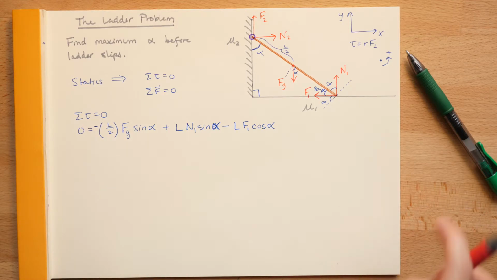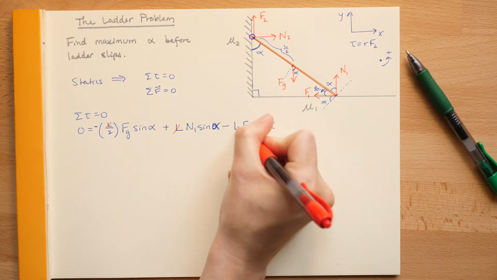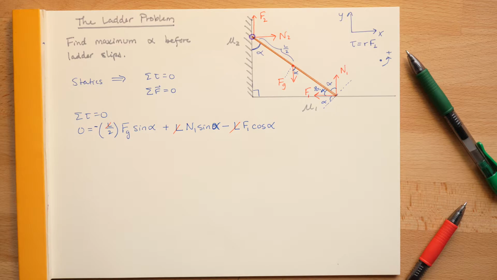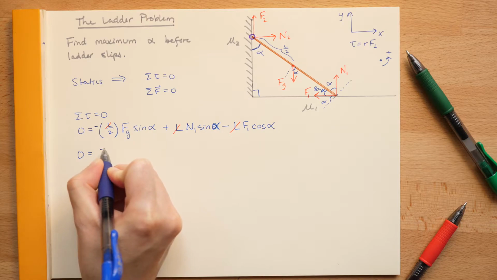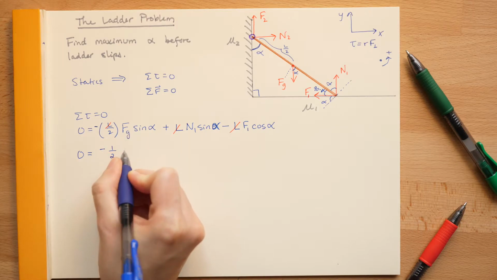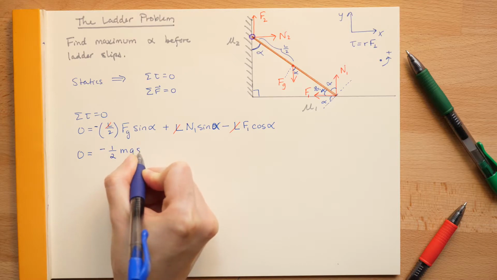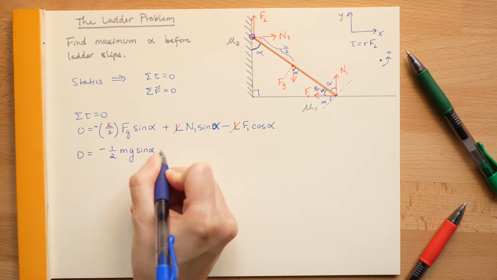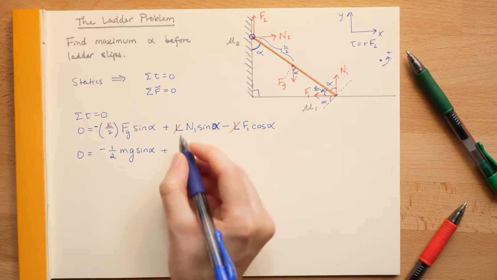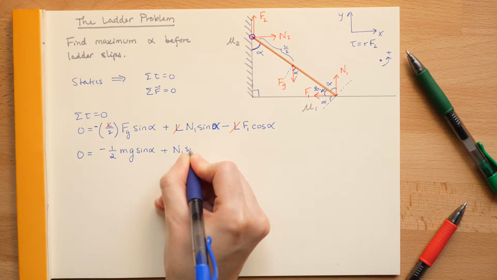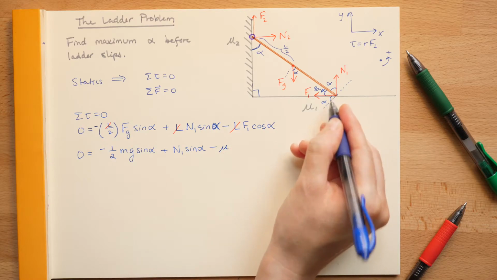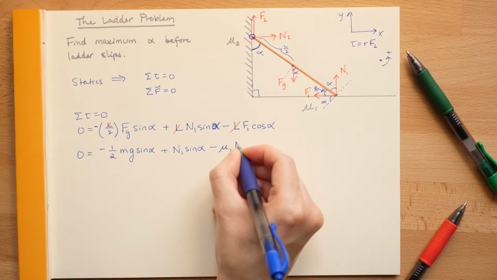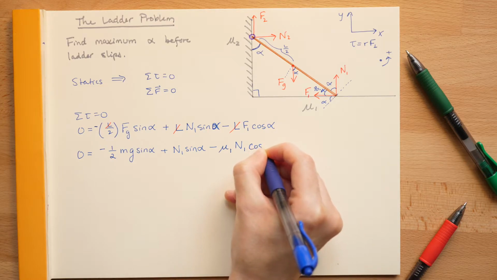Okay, so first of all, we can see that the L's will cancel, so let's just get rid of those for now. And then let's see if we can substitute anything for these forces. So we have minus 1/2 the mass of the ladder times g sine alpha. And we're going to add the normal force N1. We don't know what that is yet, so let's just stick it in there. And we're going to subtract F1, which is a friction force, so that's going to be the coefficient of static friction mu1 on the floor times the normal force on the floor times the cosine of alpha.